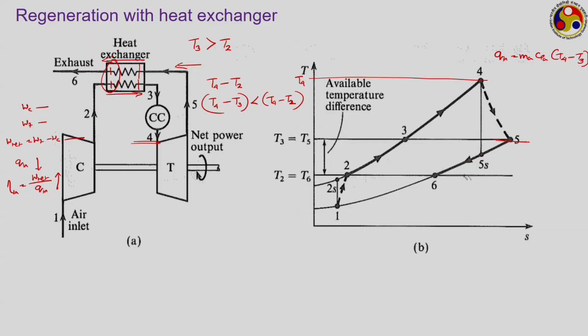If we are talking about an ideal regenerator, then ideally you would like to have the air temperature at the end of regeneration, this T3, to be equal to T5. That is the ideal scenario.